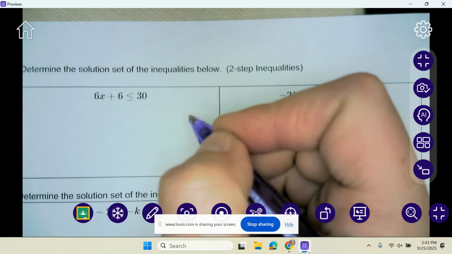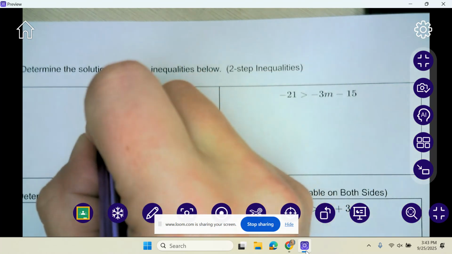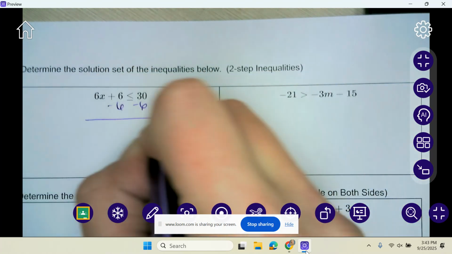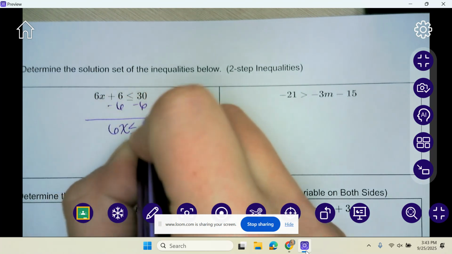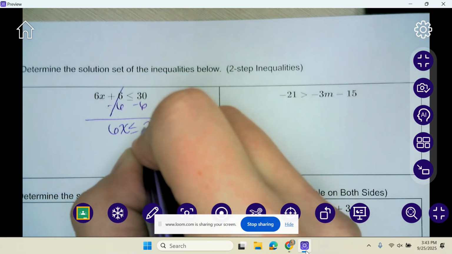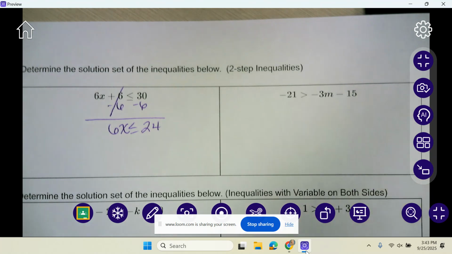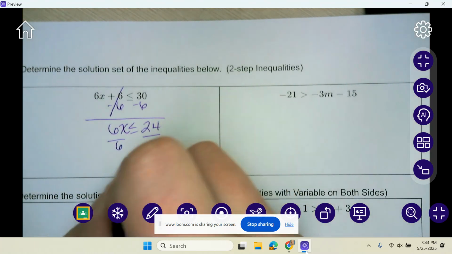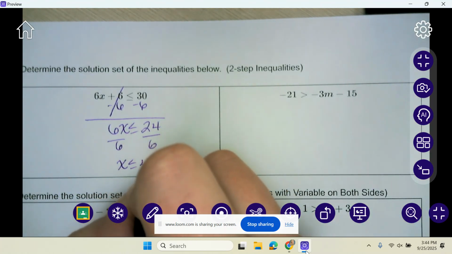So I only have to do the last 2 steps, so I need to move the constant. That cancels, that reduces to 24. And then I'm going to divide by 6. So x is less than or equal to 4.